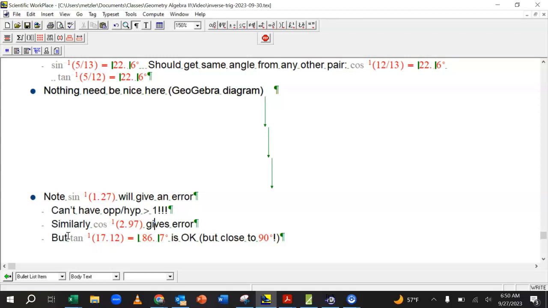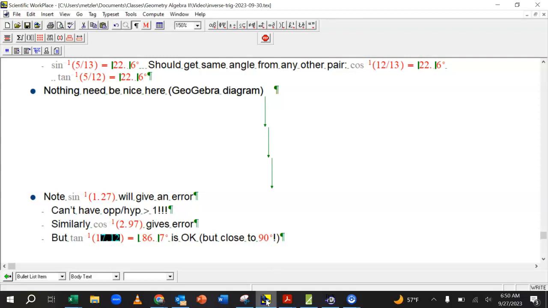Now, rather different is the inverse tangent. That can accept a number that's arbitrarily big. So like here, it's calculating inverse tangent of 17.12 is 86.7 degrees. That's totally reasonable, and this number really can be very big. When is that going to be big, though? It's going to be big when opposite over adjacent is really a big ratio.